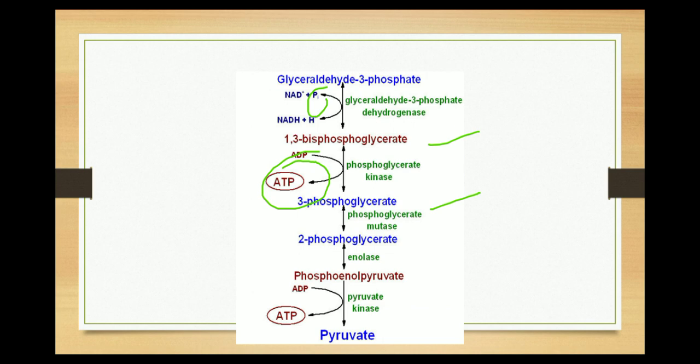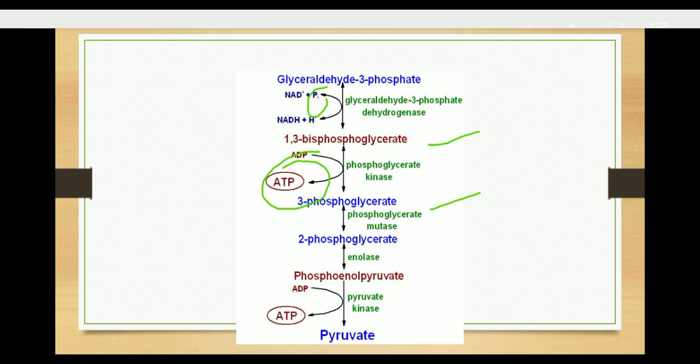Then 3-phosphoglycerate is converted into 2-phosphoglycerate with the help of the enzyme phosphoglycerate mutase. Then this 2-phosphoglycerate converts into phosphoenolpyruvate with the help of the enzyme enolase, and this phosphoenolpyruvate finally converts into pyruvate, our product, with the release of an ATP molecule, with the help of the enzyme pyruvate kinase.